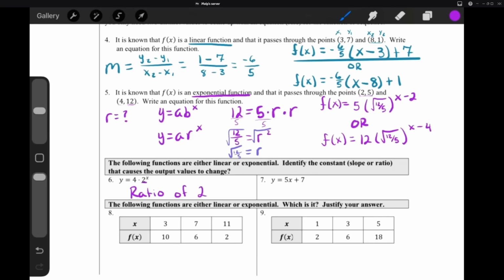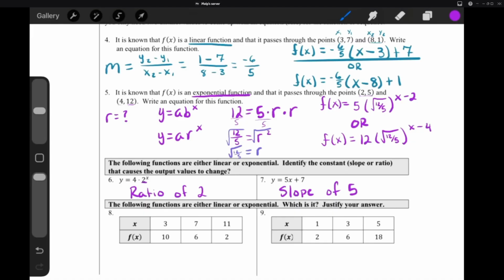Now we're going to go ahead and do number 7. y is equal to 5x plus 7. What we're looking at is what has the x attached to it. And in this case, it is 5. Since it's not to the power of, it is not a ratio. So this right here would be slope of 5.